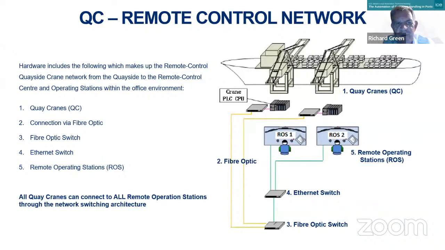Hardware includes the following, which make up the remote control quayside crane network from the quayside to the remote control center. The remote control center was that picture I showed you above, the gate with all the windows in. That's where it is in Thailand, in Laem Chabang. The key cranes are connected via fiber optic switch, Ethernet. I've just been through those. So anyway, that's the basic system.